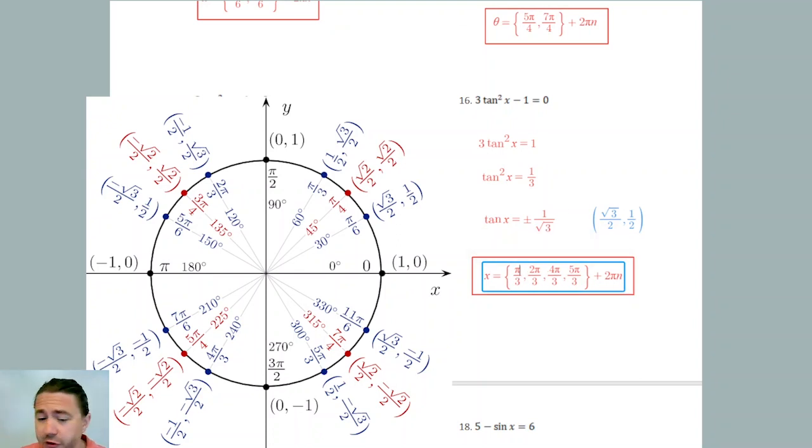Let's see here. I see the first one at pi over 6, and the next one at 5 pi over 6. And you'll notice this pattern where you have all pi over 6's or all pi over 3's or something like that. So we've got pi over 6, 5 pi over 6, 7 pi over 6, and the last one should be 11 pi over 6.